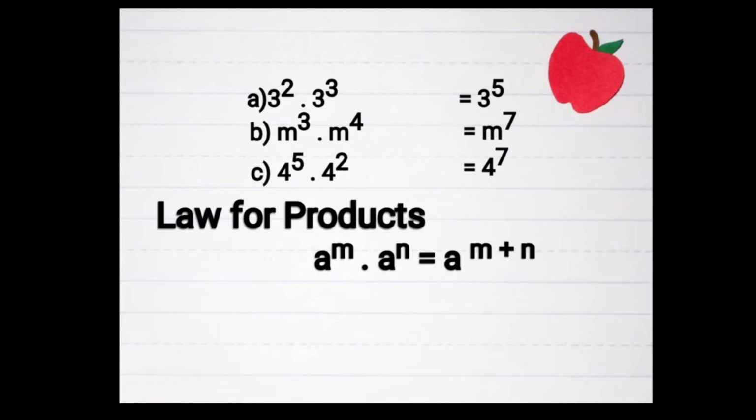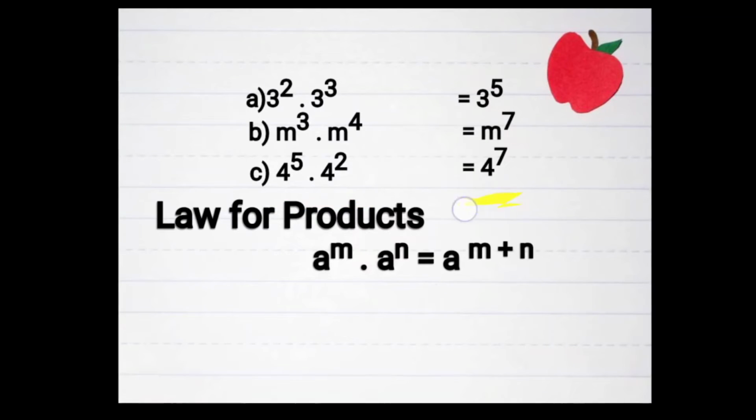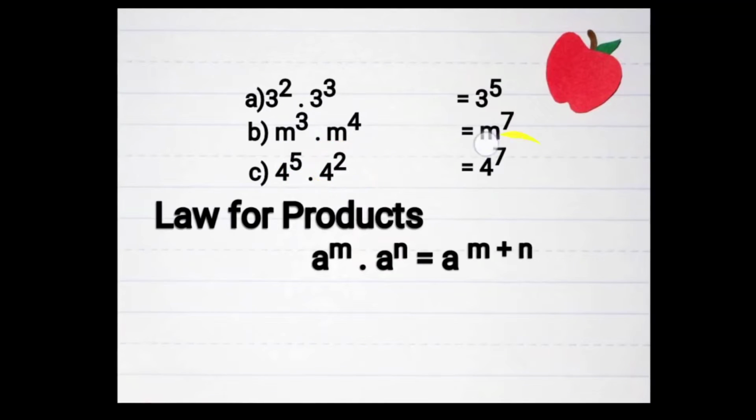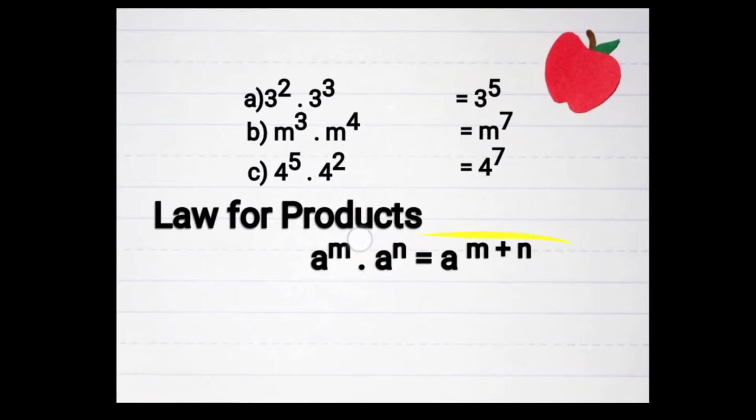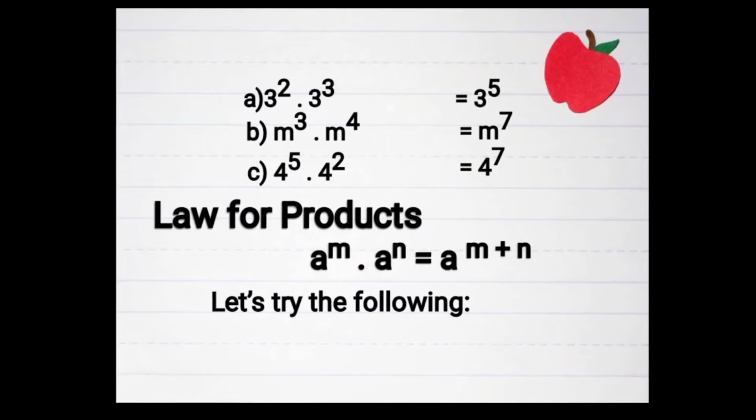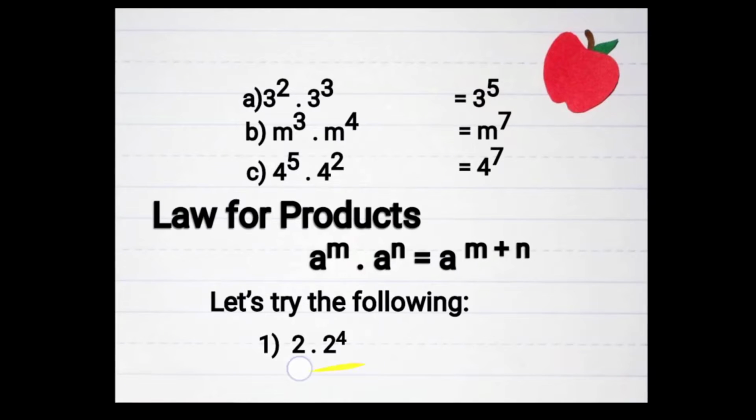Then letter C, copy 4 since they have the same base, 4. So here we have 4. Then add the exponents. So we have 5 plus 2 is 7. So our answer is 4 raised to 7. Now, let's try the following. Number 1, 2 times 2 raised to the 4th power.